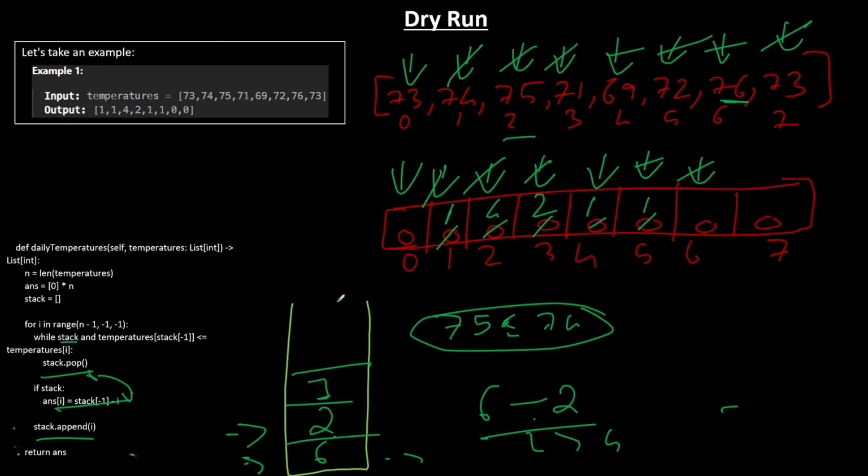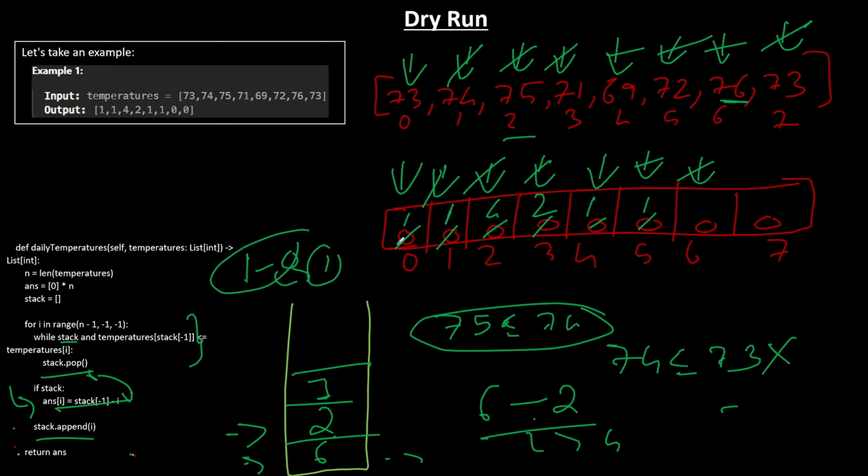Right, this is done. Now we will check again. Okay, 74, is it less than 73? No, so nothing is done here. The stack is not empty, so we check the difference. 1 minus 0 gives me 1, right? So we will store 1 here in the answer. We will append this 0th index here, right? And we move ahead. After that, the iteration is complete.